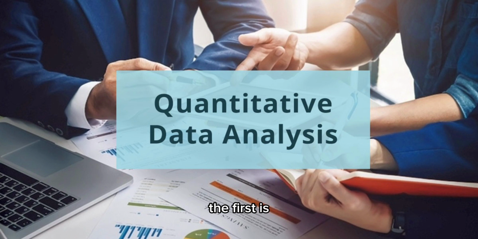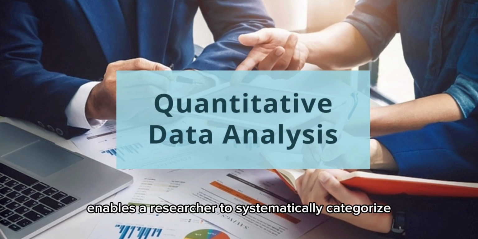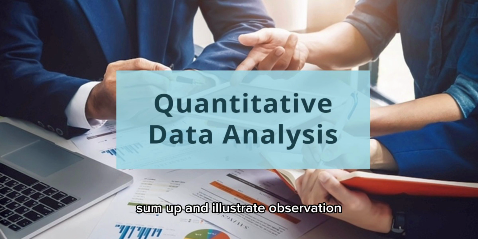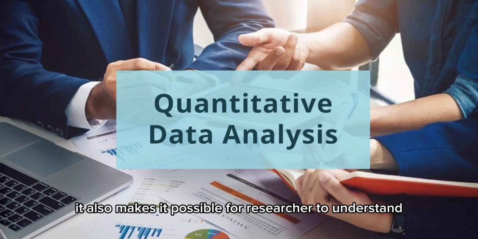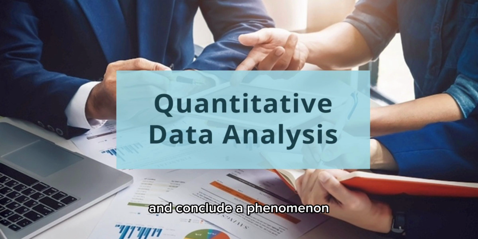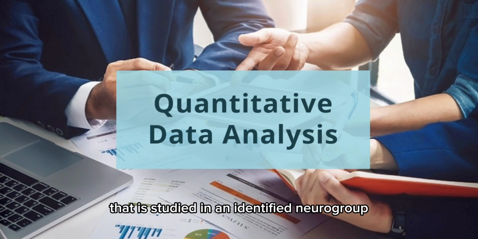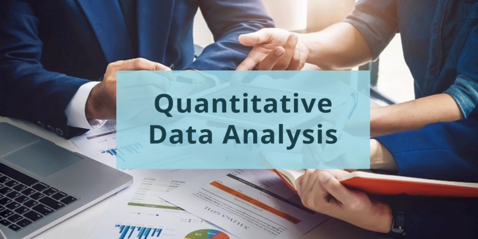The first is that it enables a researcher to systematically categorize, sum up, and illustrate observation. All these mechanism techniques are called descriptive statistics. Second, it also makes it possible for researchers to understand and conclude a phenomenon or a sample that is studied in an identified narrow group. All the process, techniques, findings, and conclusions are quantified as inferential statistics.